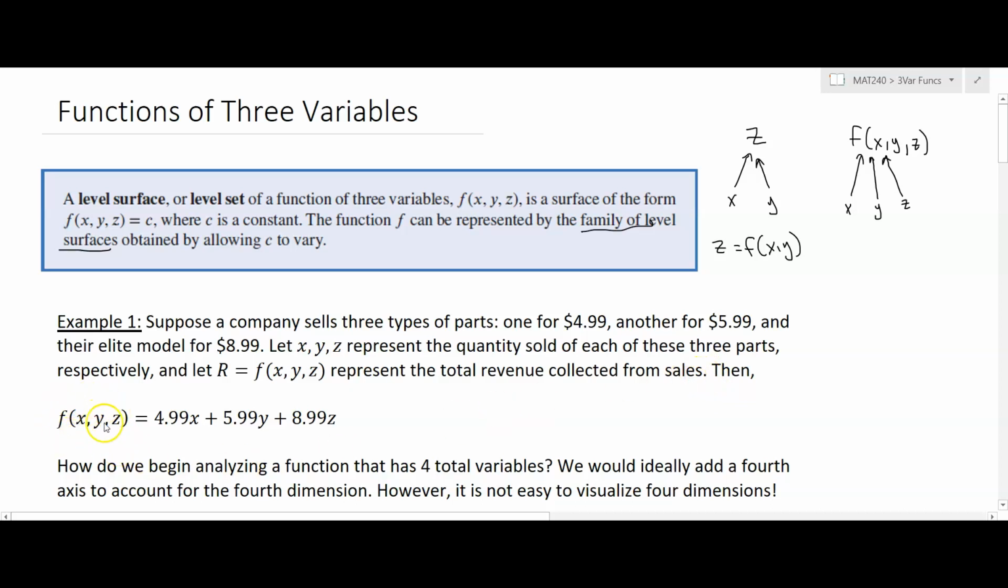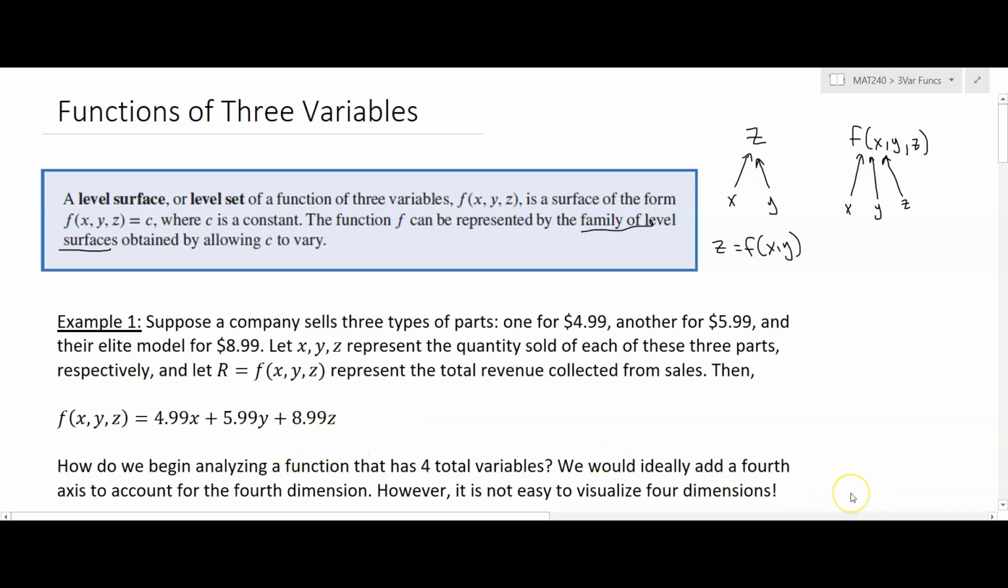Revenue is calculated by taking how many parts you have at $4.99 per part multiplied by the price. That will give me the total revenue generated from part one. $5.99y will give me the revenue generated from selling y quantities of part two, and $8.99z will represent the revenue associated with selling z units of part three. So how do we begin analyzing this?